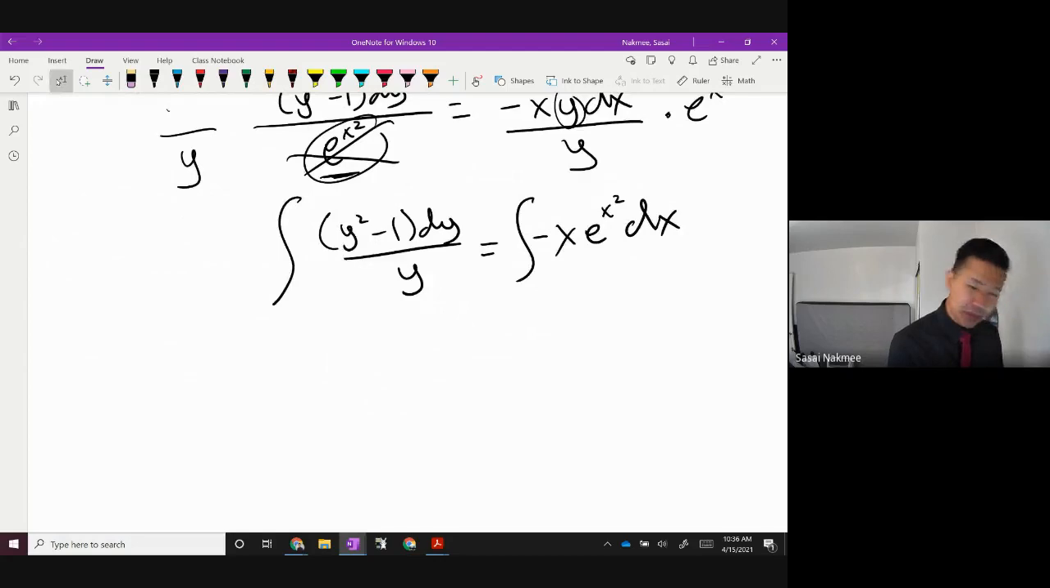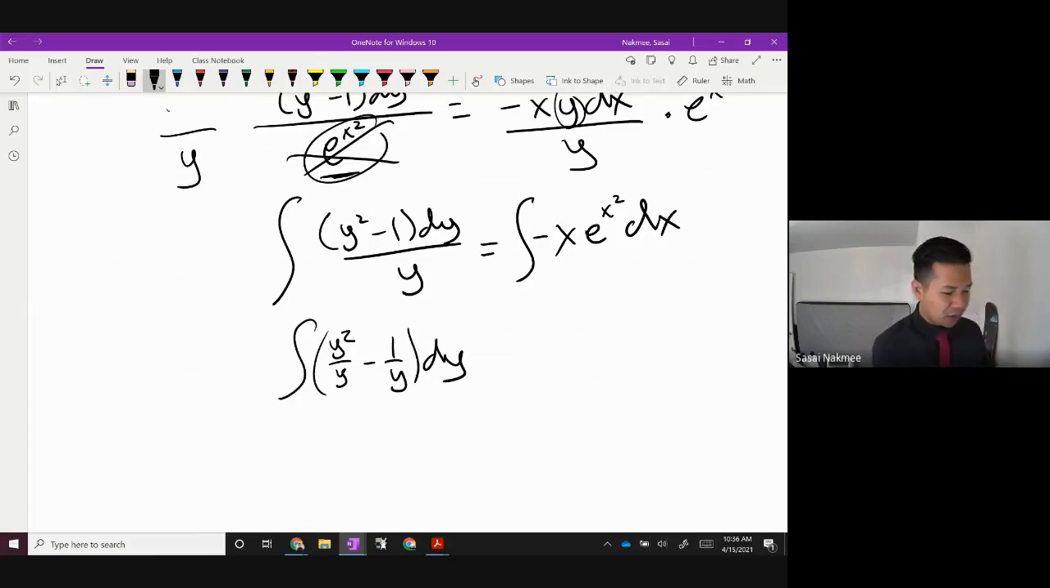This one right here, I would rewrite this fraction just to see if I can split this up into two fractions. So this will become the integral of y squared over y minus 1 over y dy. That way I can use this property a little bit better. y squared over y would just be y, and then 1 over y I can integrate very easily. Over here, on the other hand, this one's going to be a little bit more difficult. I'm going to take the negative sign out. This is going to be the integral of x e to the x squared dx.